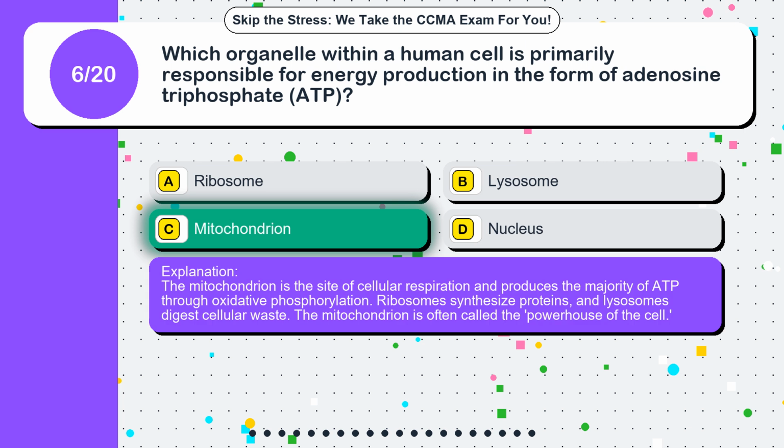The mitochondrion is the site of cellular respiration and produces the majority of ATP through oxidative phosphorylation. Ribosomes synthesize proteins, and lysosomes digest cellular waste. The mitochondrion is often called the powerhouse of the cell.